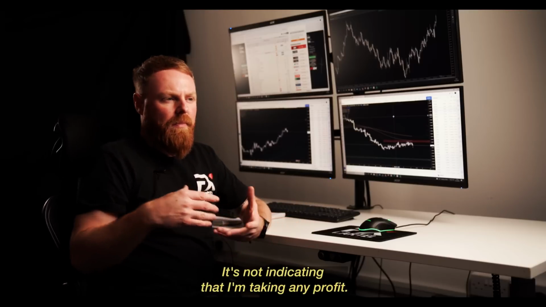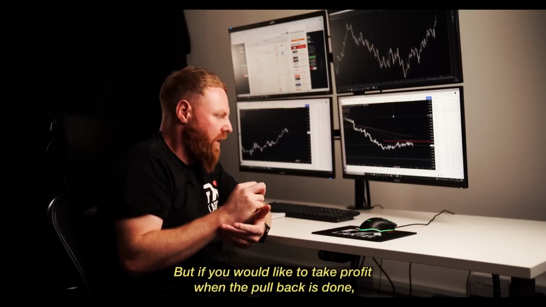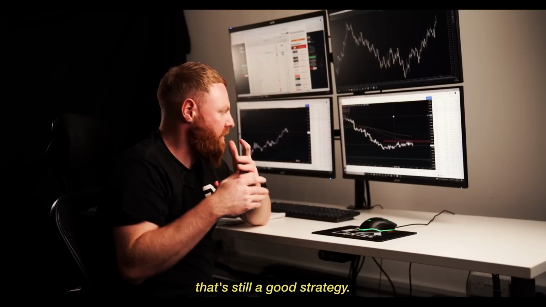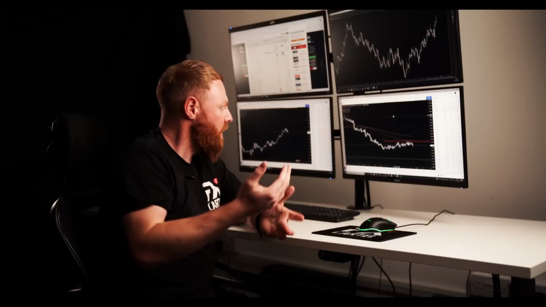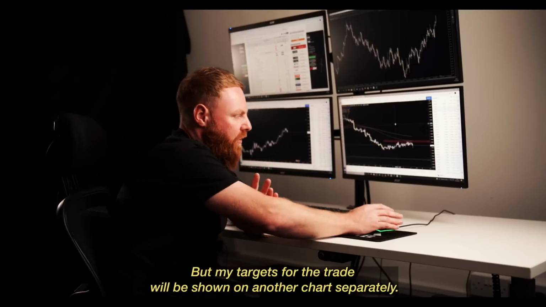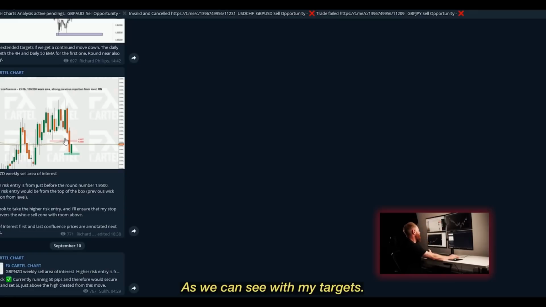It's not indicating that I'm taking any profit, but if you would like to take profit when the pullback is done, that's still a good strategy, but my targets for the trade will be shown on another chart separately, as we can see with my targets.